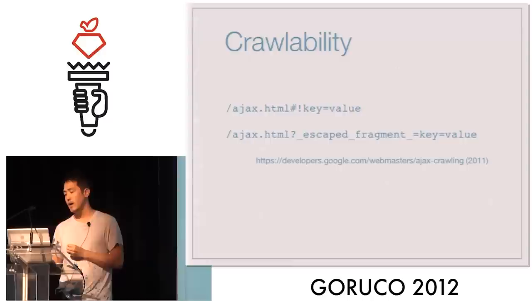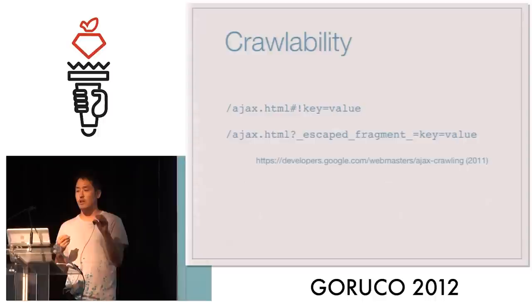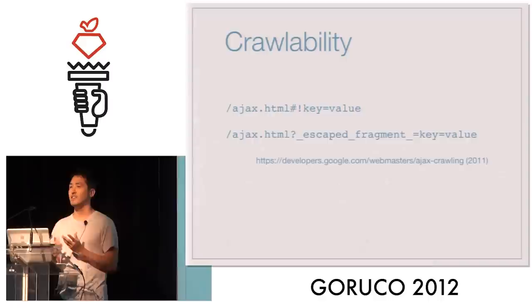Now, Google, a little while ago, last year, released this sort of pseudo-spec where they said, hey guys, let's try this, right? We'll do this hash bang key equals value, and if the Google bots see that, they're going to try to pass a full URL before the hash that says question mark, escaped fragment, equals key, equals value. To which, basically, the entire web engineering community reacted like a baby tasting a lemon for the first time, because that's hideous. Right? It's ugly.